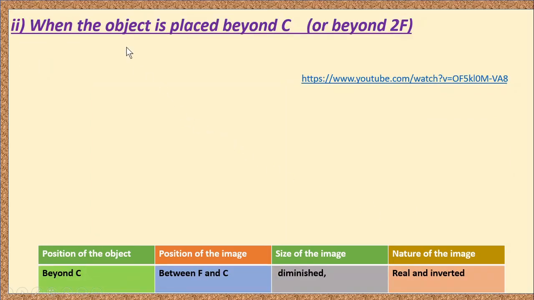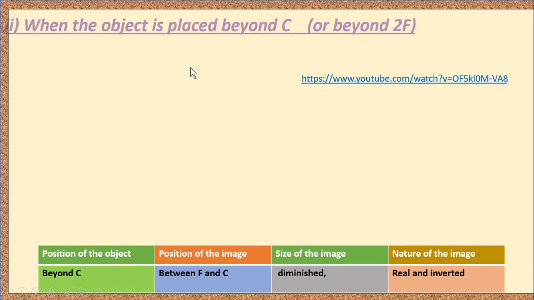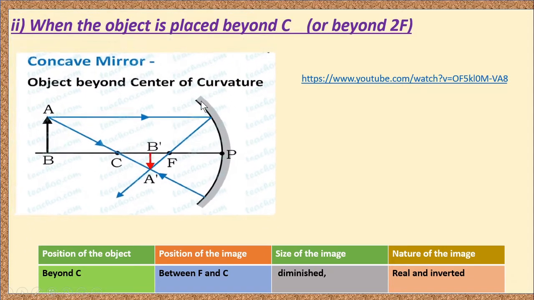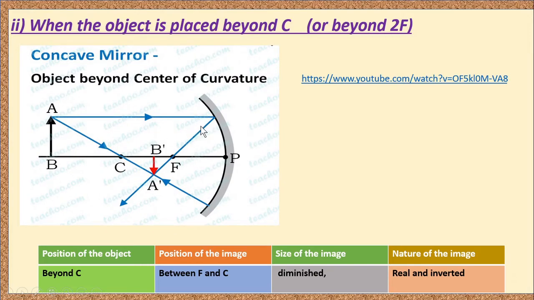Next ray diagram, when the object is placed beyond C, that is beyond center of curvature, the image we are getting is between C and F. Here the incident ray falls on the mirror, and one more ray passes through the center of curvature and falls on the mirror. After reflection, the reflected rays intersect between center of curvature and the principal focus, and here we are getting the real inverted image. The size of the image will be smaller than the object.